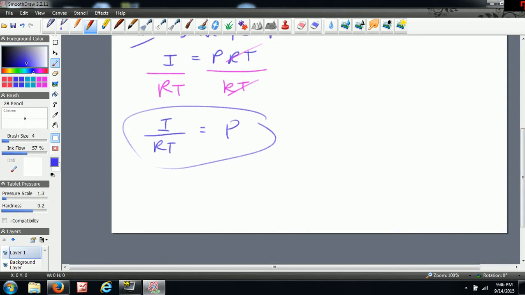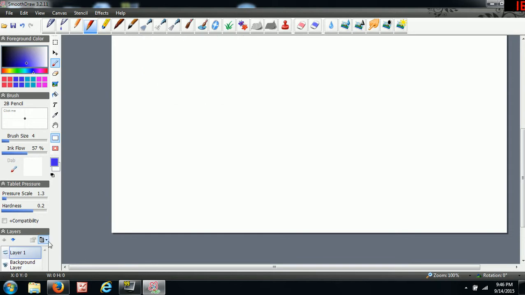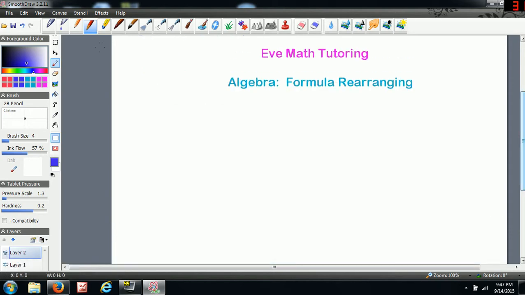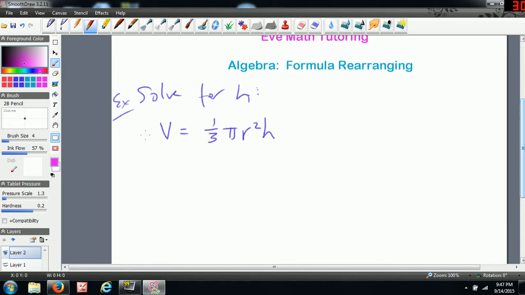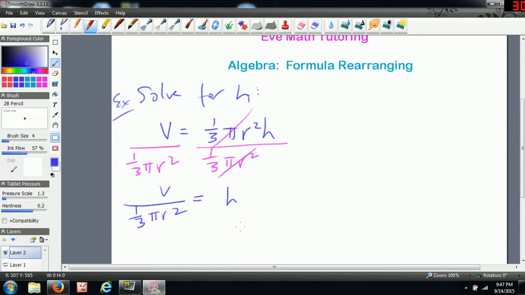Okay? Try another example. So say you're asked to solve for h. So again, if we want to solve for h, we have to figure out a way to isolate it. So what we're going to do is divide out whatever's in front of it, and whatever we do to the one side, we have to do the same thing to the other side. So then h equals v over 1/3 pi r squared.